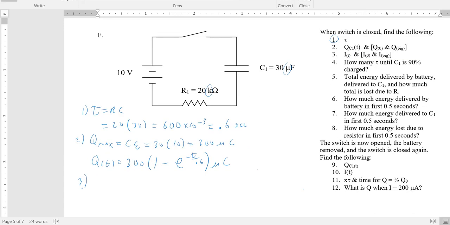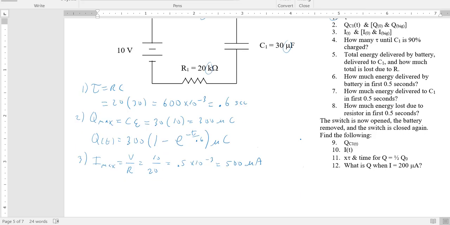Number three, they ask you for the current as a function of time. When you first close the switch, the capacitor is going to behave like a wire. It'll be as if charge goes right through it. So what you have for your maximum current is just going to be V over R, which is 10 over 20 kilo. So this would be 0.5 times 10 to the negative third. So you could say half of a milliamp, but what would be more appropriate is to say 500 microamps. Okay, so that's your maximum current.